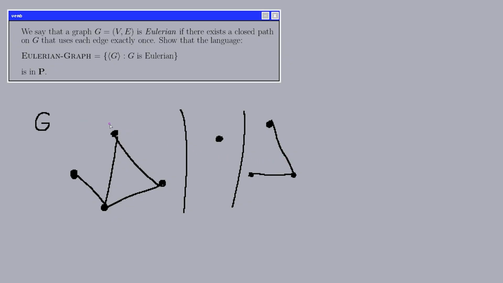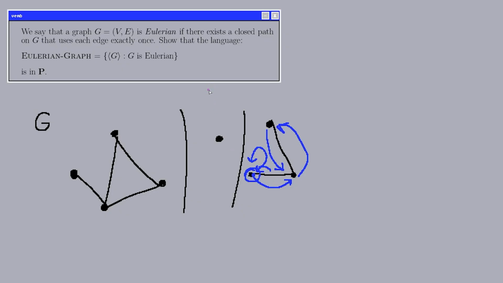Okay, and so what exactly is a Eulerian graph? Well, we say that a graph G is Eulerian if there exists a closed path. So you start from a vertex and you want to come back to this vertex only using edges. One way of doing it would be starting from here, going there, and then coming back here, and then coming back here. It's always possible to go back to the same vertex.